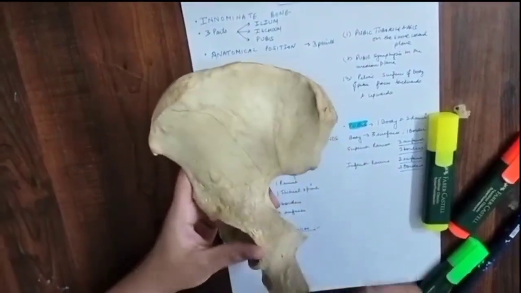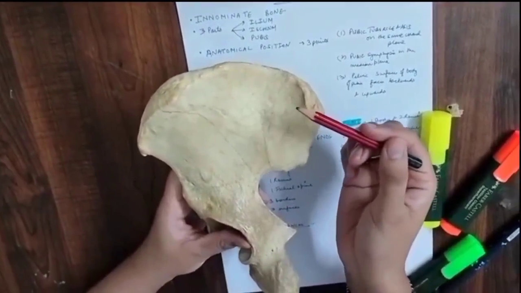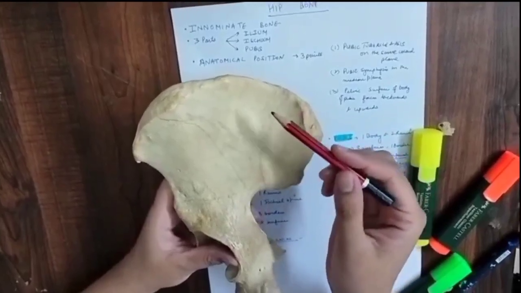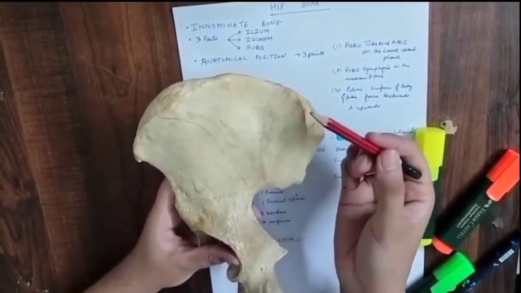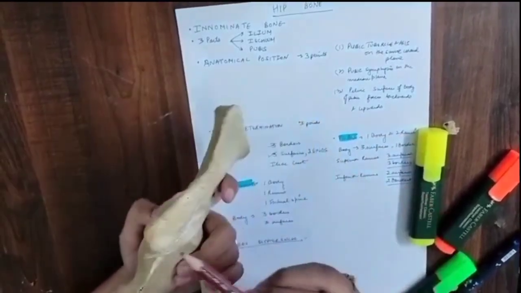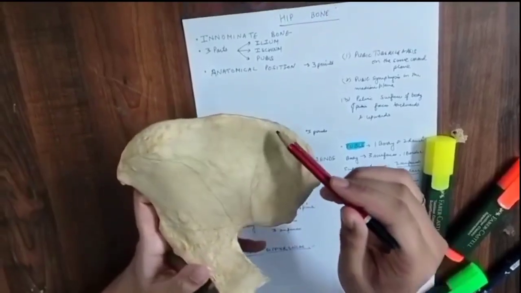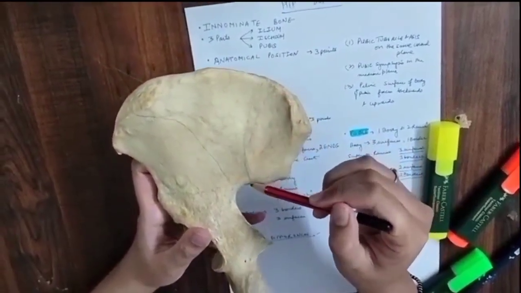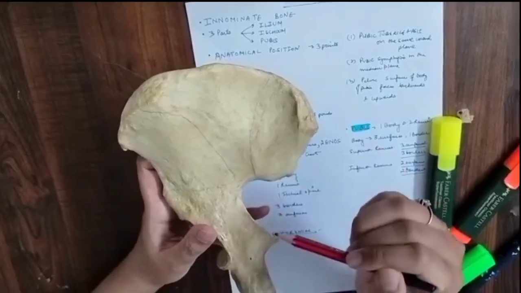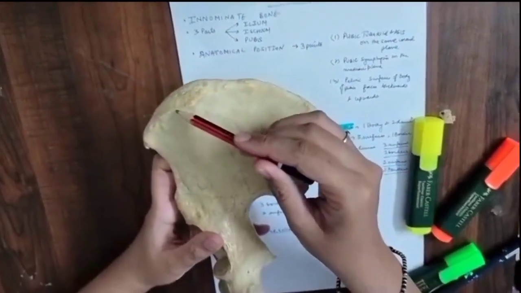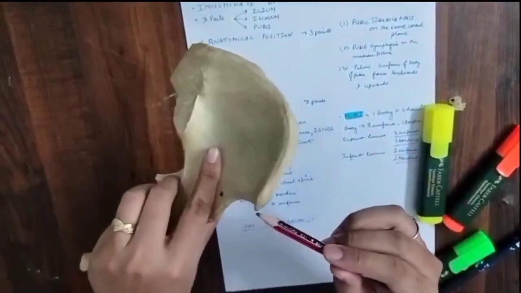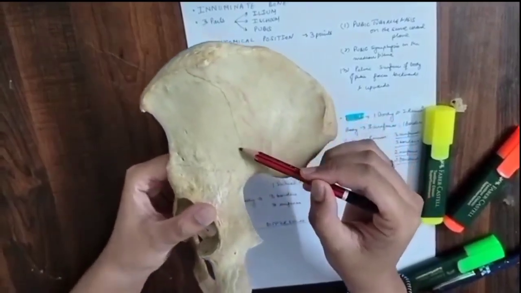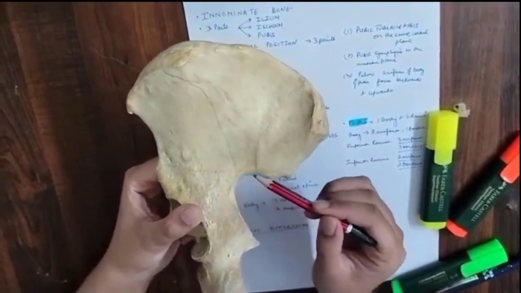Talking about the gluteal surface, it presents three gluteal lines, out of which the posterior gluteal line is the shortest line. It begins 5 cm behind the posterior superior iliac spine, goes downwards and ends at the upper part of the greater sciatic notch. Talking about the anterior gluteal line, it begins from 4 to 5 cm behind the anterior superior iliac spine, goes downwards and ends at the middle of the greater sciatic notch.